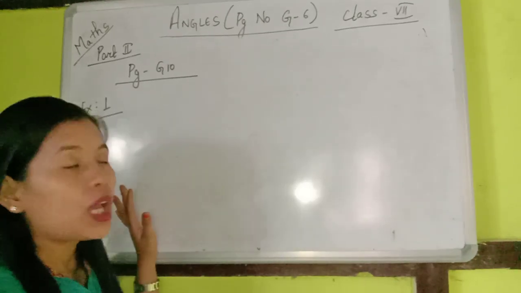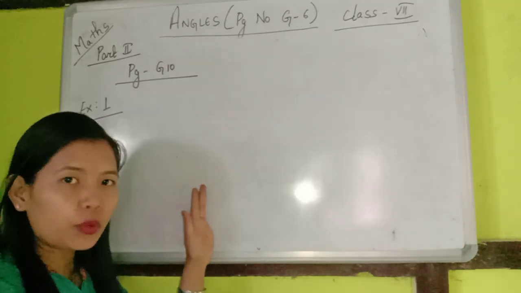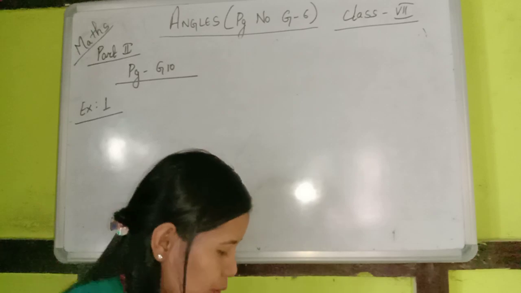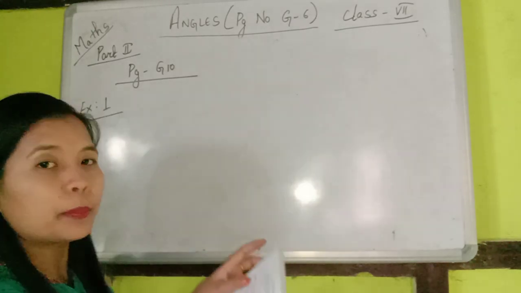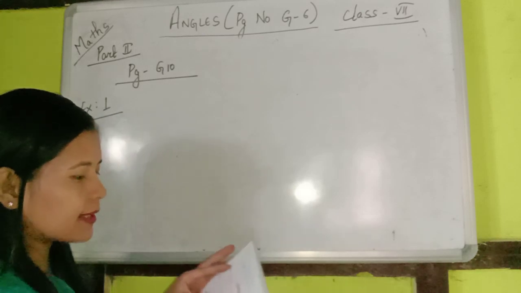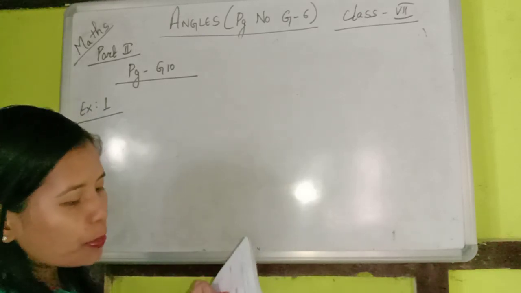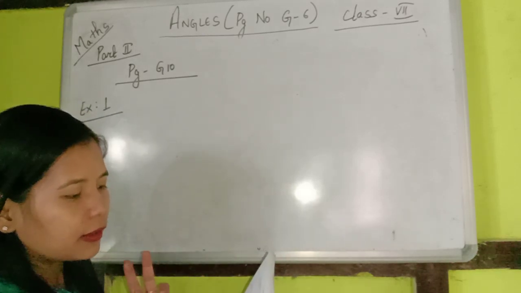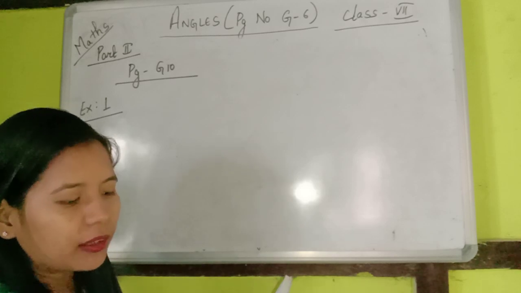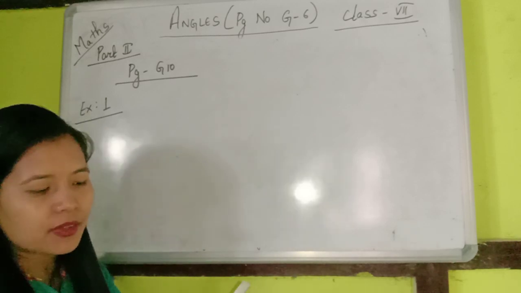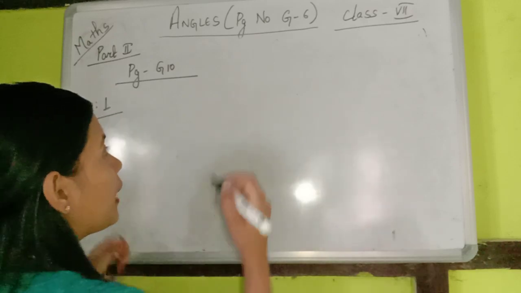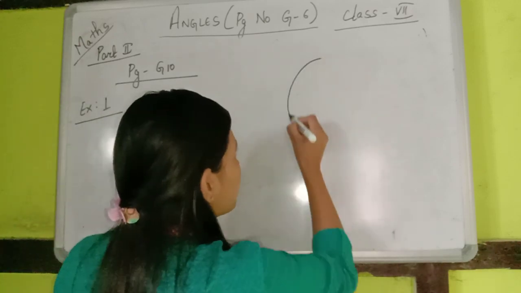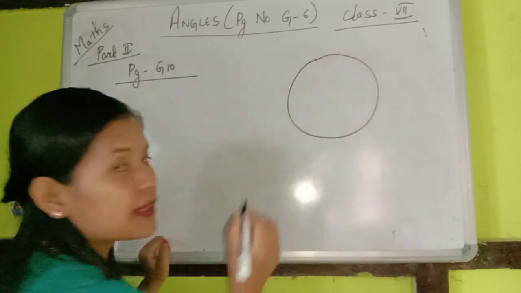Good morning, children. So here I'll be solving a few questions from your textbook. This is a question from page number VII, example number 1. It says, at 4 o'clock, we need to find the obtuse angle between the minute and hour hands of a clock. So we need to find the angle formed by the minute hand and hour hand at 4 o'clock.